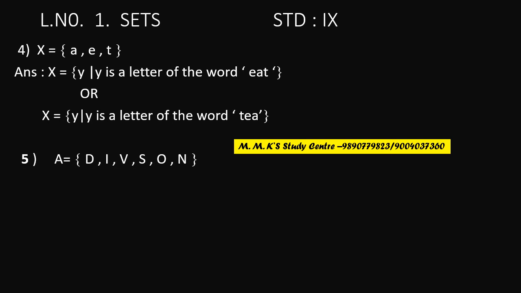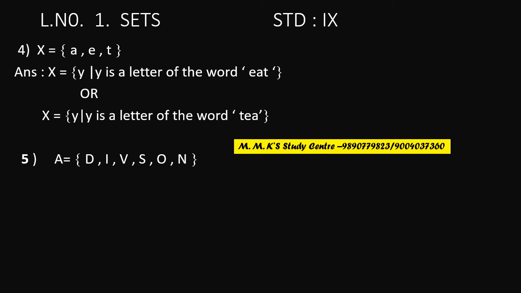Question number 5. A is the set of alphabets D, I, V, S, O, N. So just think which word will be formed by using these alphabets. Yes, children, you are correct. We will get the word division from this.